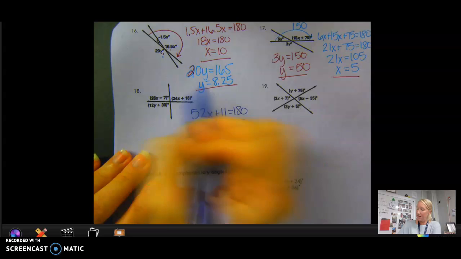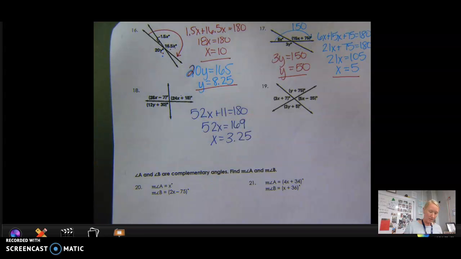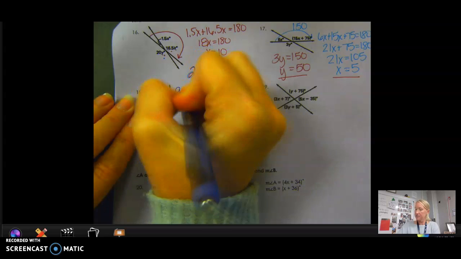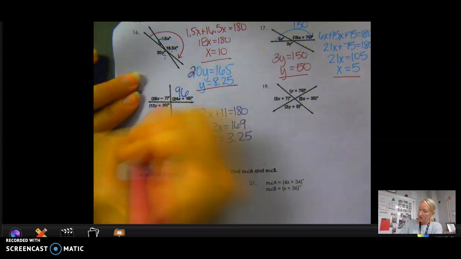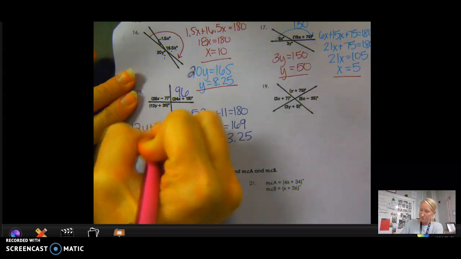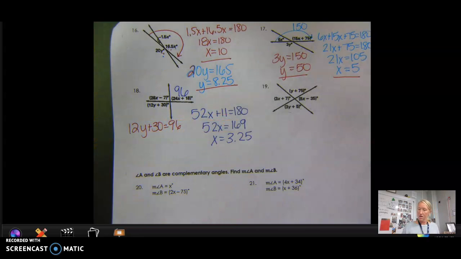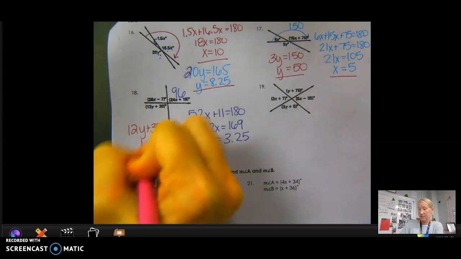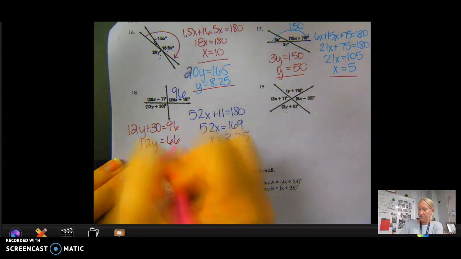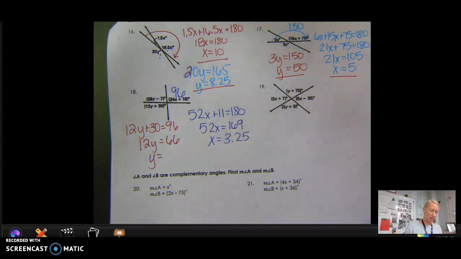Okay, I'm going to plug that back in here. So I'm going to do 24 times 3.25, and then I'm going to add 18 to that. This angle right here is 96 degrees. So then that means that 12y plus 30 equals 96. I'm going to subtract 30 from both sides, and I get 12y equals 66. And I'm going to divide by 12. So 66 divided by 12 is 5.5.